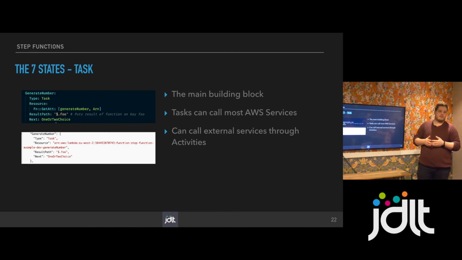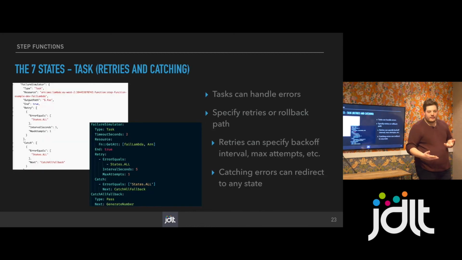Got a result path, which is where on the global state object to put our output. And that's really it. So there's some extra things with tasks. You can retry and you can catch, which is, like I said before, really, really useful. You've got, again, the same definition here written in both languages.